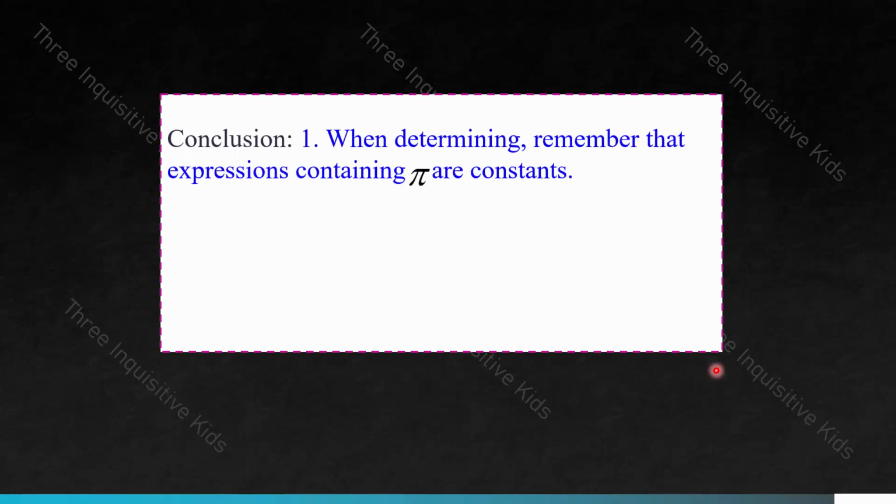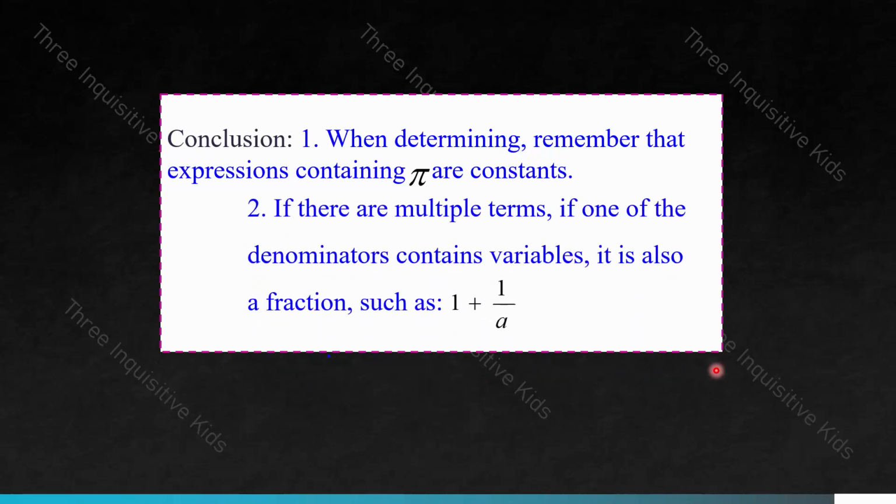Here is our conclusion. 1. When determining, remember that expressions containing pi are constants. Since pi does not look like a normal numerical Arabic numeral, people's brains might sometimes think that pi is a variable, but remember, pi is a constant number. And 2, if there are multiple terms, if one of the denominators contains variables, it is also a fractional expression, such as 1 plus 1 over a. As long as one term in that entire expression contains variables on its denominator, it is a fractional expression.